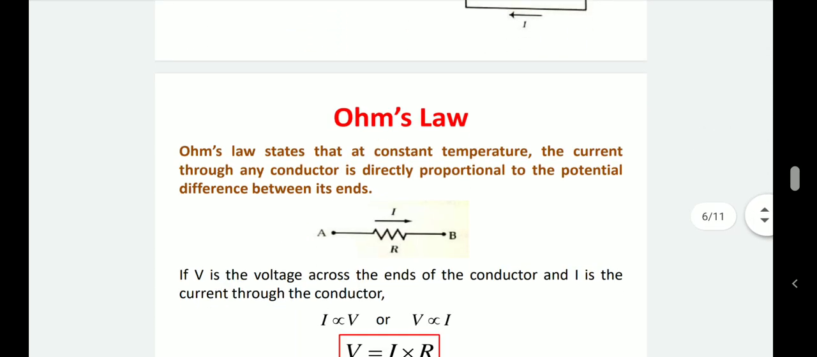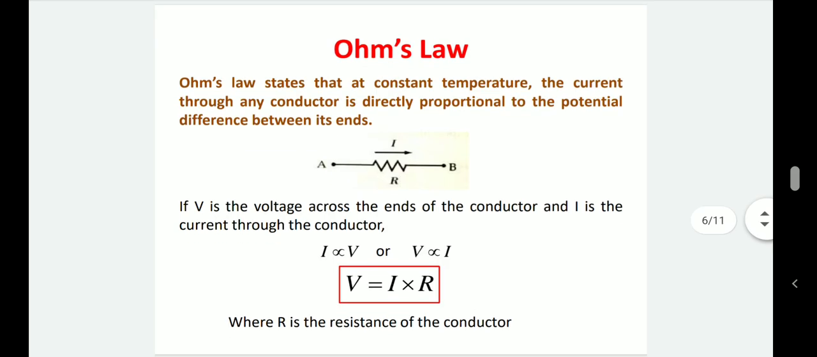Okay, then next we are going to discuss Ohm's law. Ohm's law states that at constant temperature the current through any conductor is directly proportional to the potential difference between its ends. Simply, the current is proportional to voltage at a constant temperature.